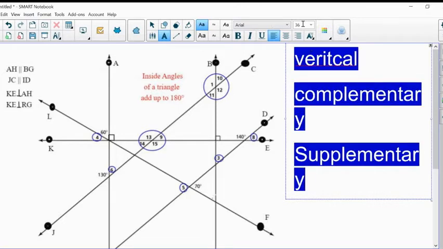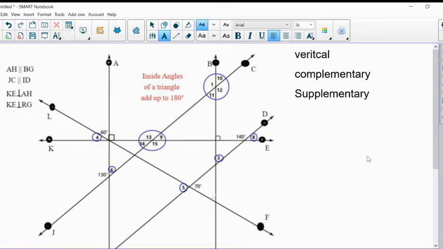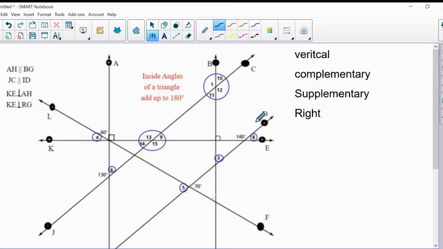We're going to use what we know about vertical angles, complementary angles, and supplementary angles to fill in all the missing pieces. We're also going to use what we know about right angles. A right angle is represented by a box, like this box right here. This box tells us that that angle is 90 degrees.